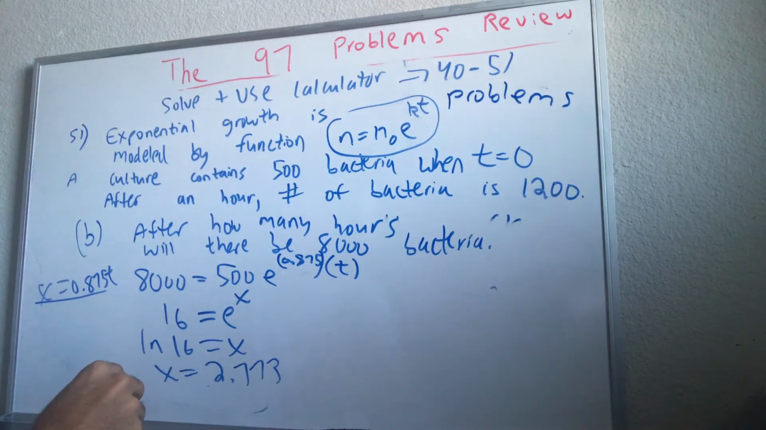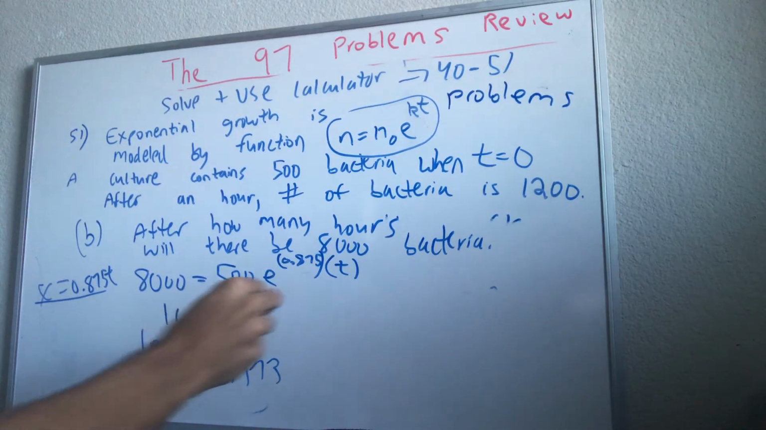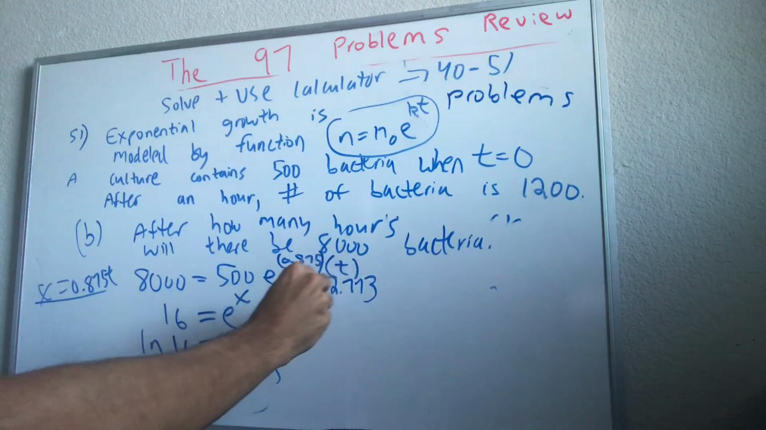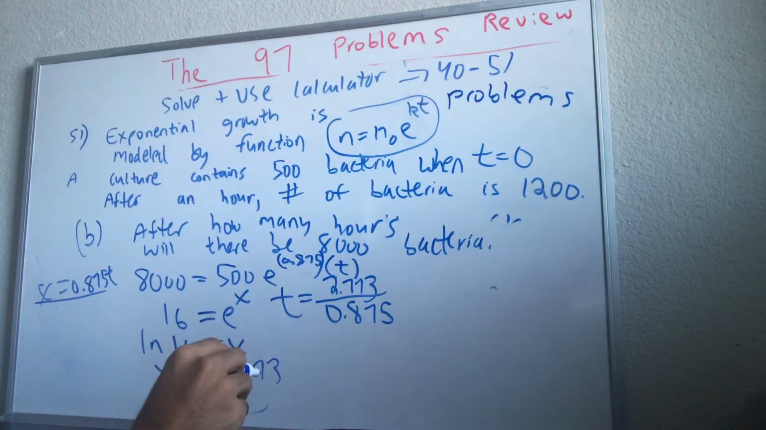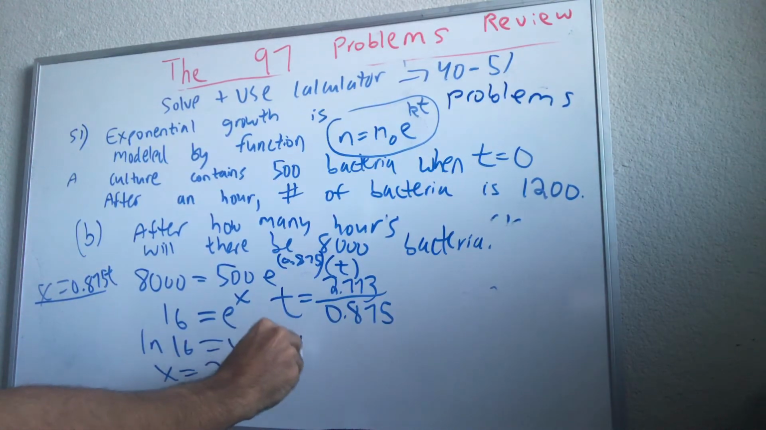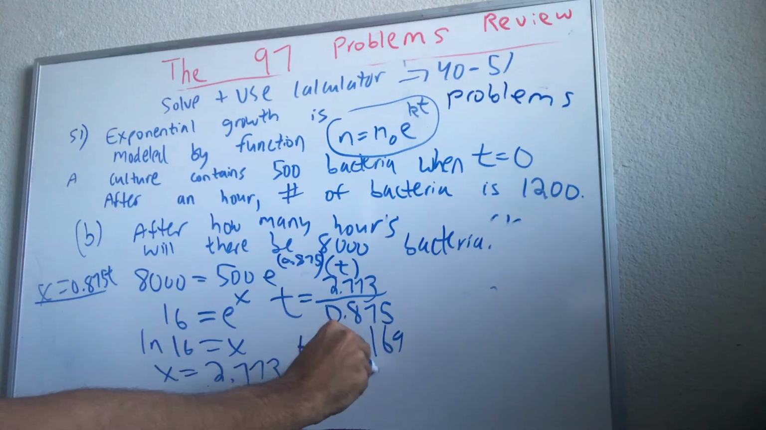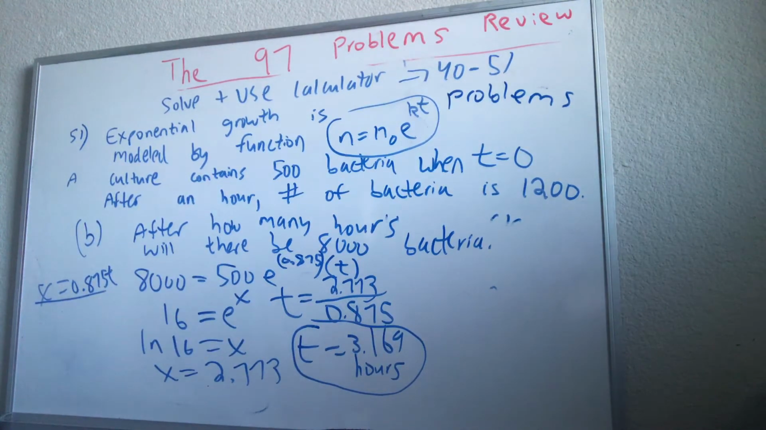So we see that x is equal to 2.773, and we know that the value of x is equal to 0.875t. Therefore t must equal 2.773 divided by 0.875. That's the value of t, and so you should see that the number of hours is approximately 3.169. So after how many hours will there be 8,000 bacteria? Your answer should be 3.169 hours, or something like 3.17 hours.